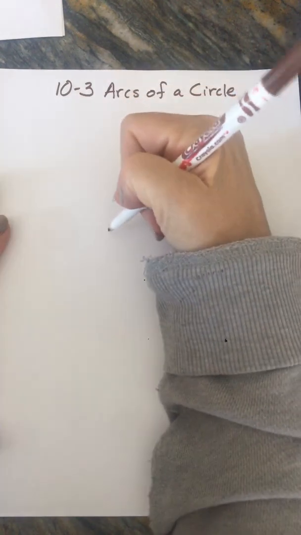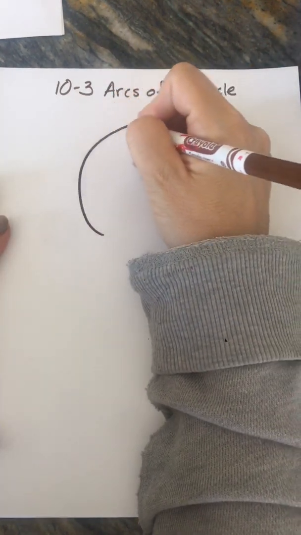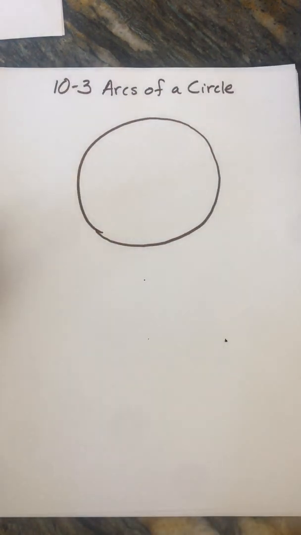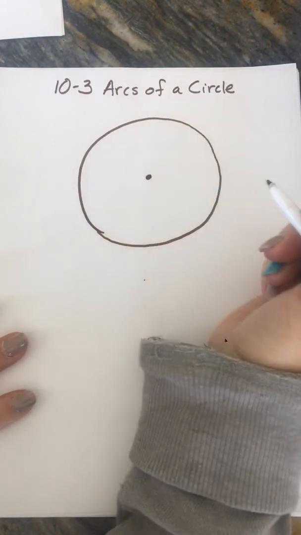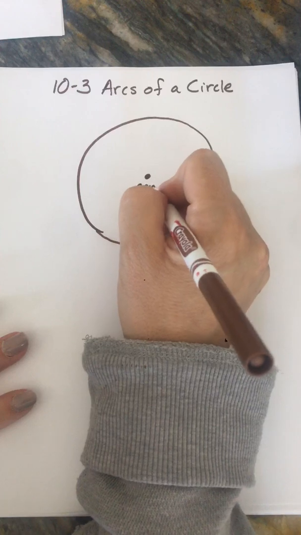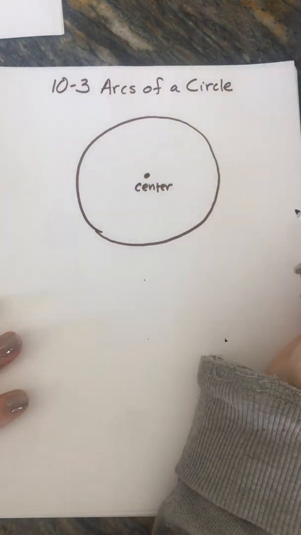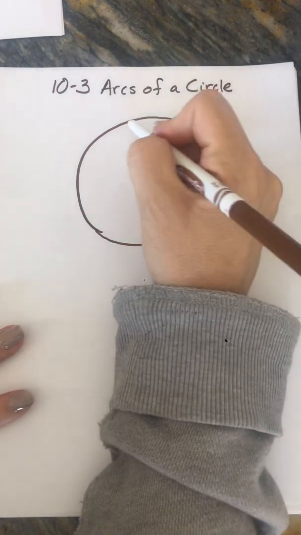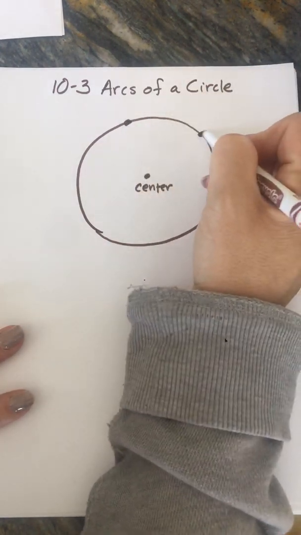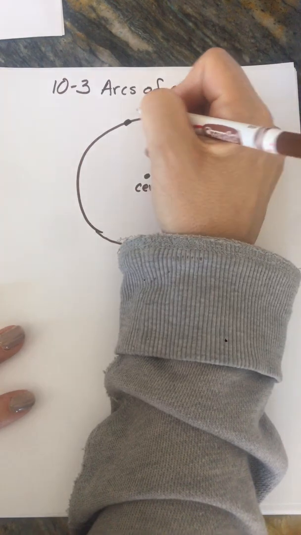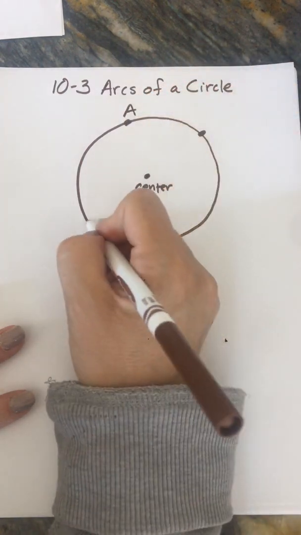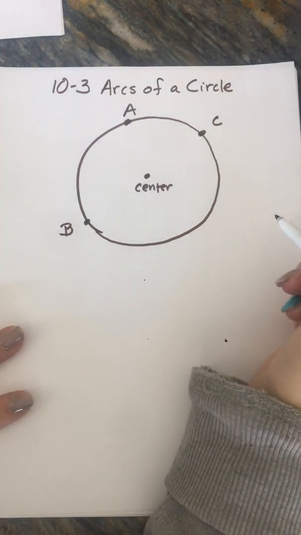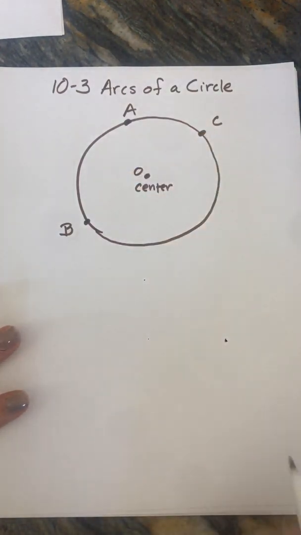Okay, so we need a circle. Here's our circle. And this point right here is the center. All right, Mrs. Carty, this is not very challenging yet. Let's put 2 points on our circle. Let's call them A. And we'll put a point over here. We'll call him B, and then we'll come around and call this one C. And the center, we'll name it circle O.